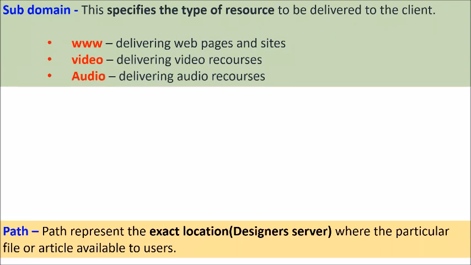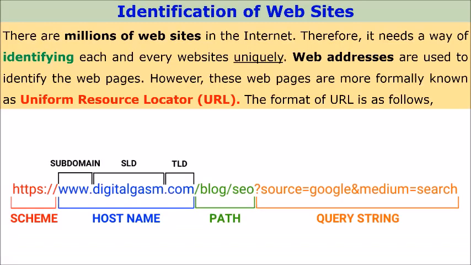The type of resources may be of three types. One is www, the most common one. Instead of www, if you want, you can add video or audio. These are the other types of resources you can send through the internet. So the subdomain, the part www, specifies the type of resources you are going to deliver.